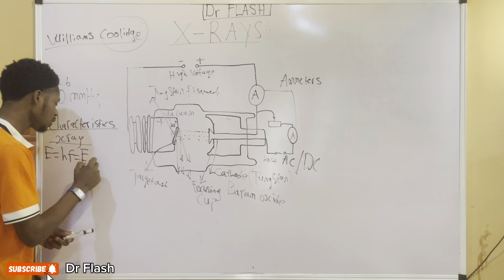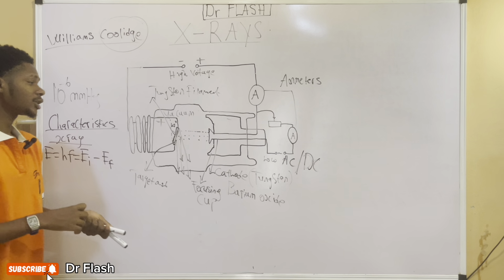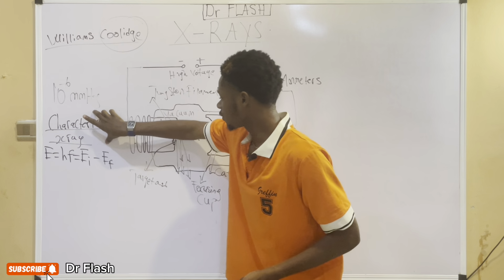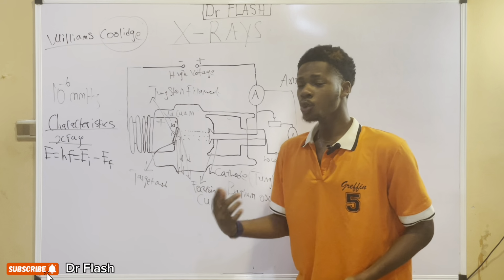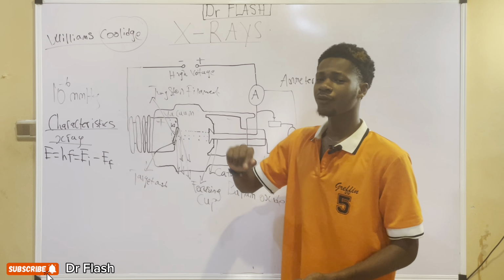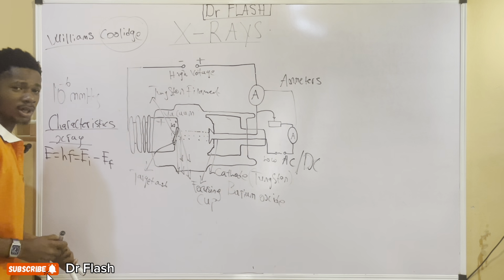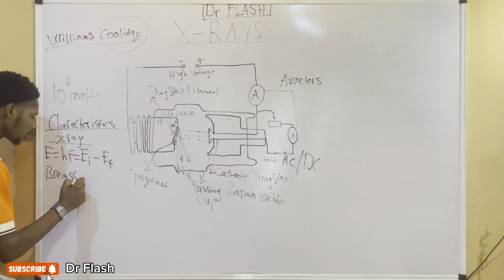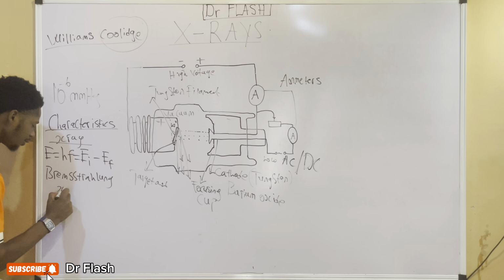So we're going to have the initial energy minus the final energy. Take note that it's actually the same formula for both X-rays. So when we produce the characteristic X-ray, this is the formula we use in solving for it. Then we are going to produce a different kind of X-ray called the bremsstrahlung X-ray. Bremsstrahlung is a German word. I'm going to write it here. It is called the bremsstrahlung X-ray.